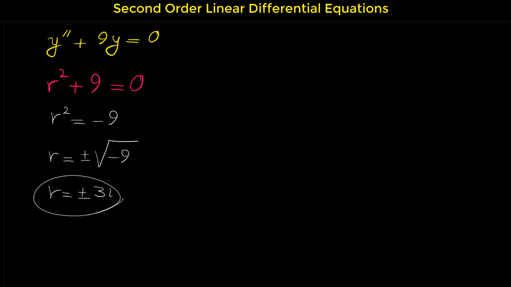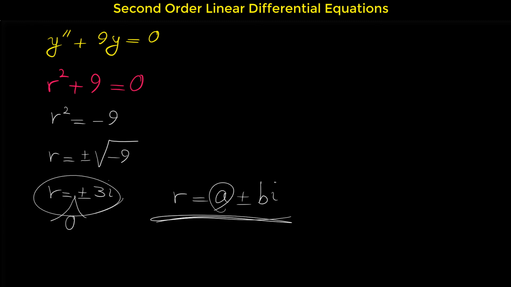If you compare this with case 3, where r is a plus minus bi, what is a here? a is 0 because we don't have any real part here. So if you like to be more clear for yourself, you can put a 0 here. So don't forget, for the solution, the value of r is 0 plus minus 3i.